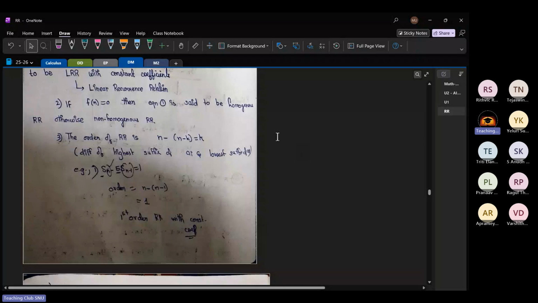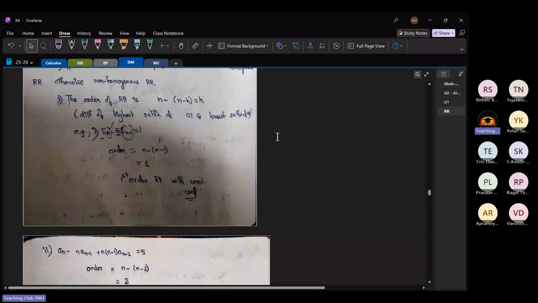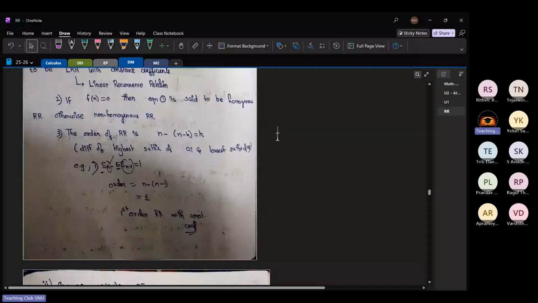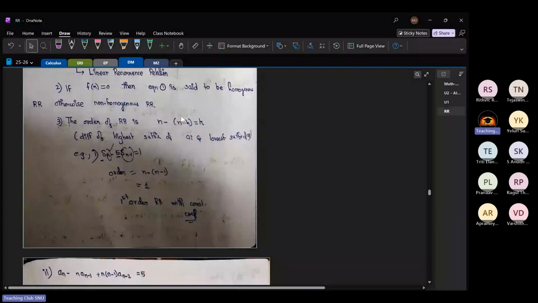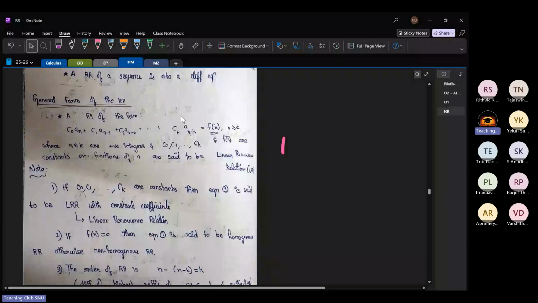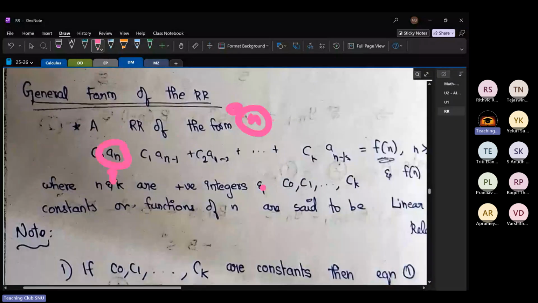It's very simple. It's the subscript of an minus the extreme-most subscript n minus k. You're extending from n till n minus k, so the order is going to be k. For this equation, Sn minus 5 Sn minus 1 is equal to 1, the order is simply 1, a first order recurrence relation, and all that is simple. So we are first going to see a simple method called iteration.